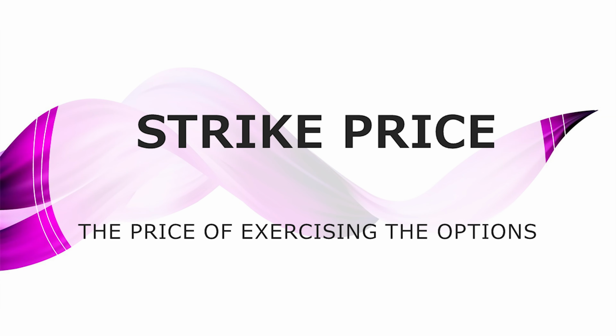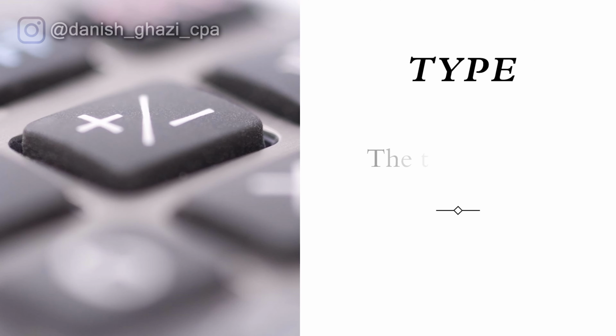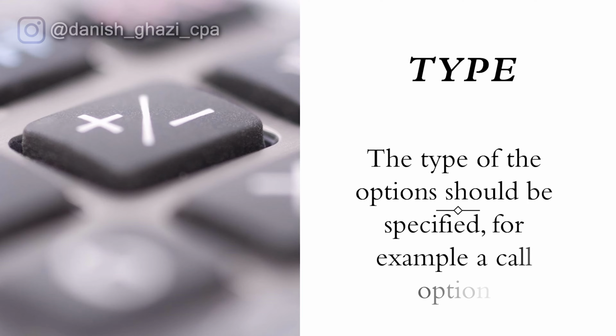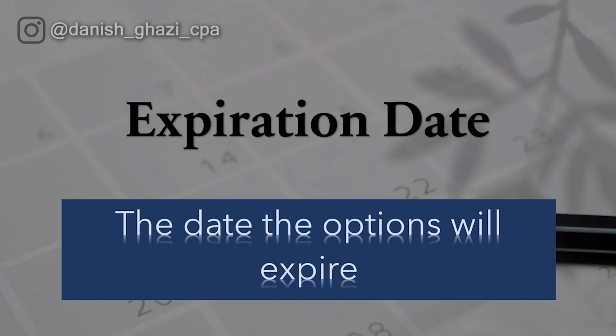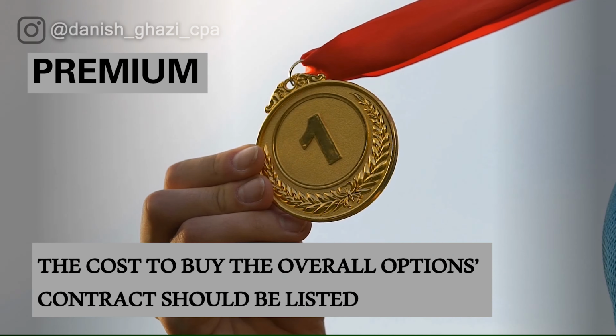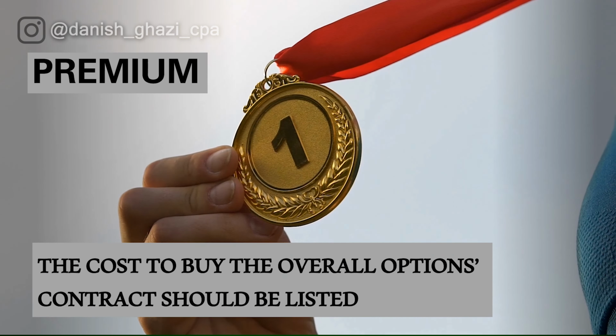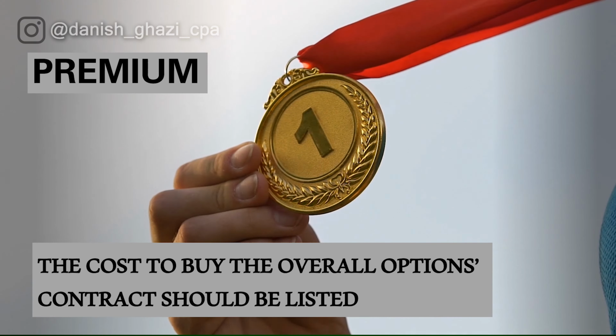The next is your strike price. This is the price of exercising the option. Next is the type of option. This is the type of option that is specified, for example, a call option. Next, you have your expiration date. This is the date on which the option will expire. And then finally, you have your premium. This is the cost to buy the overall options contract, and it's listed at the very end.